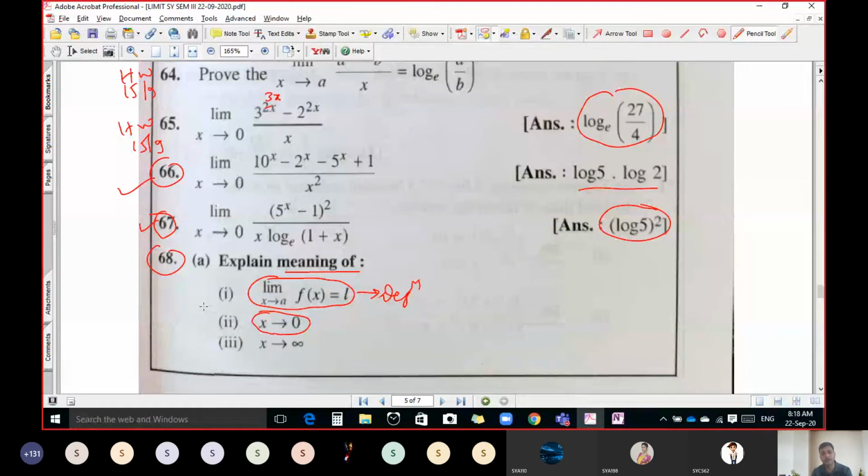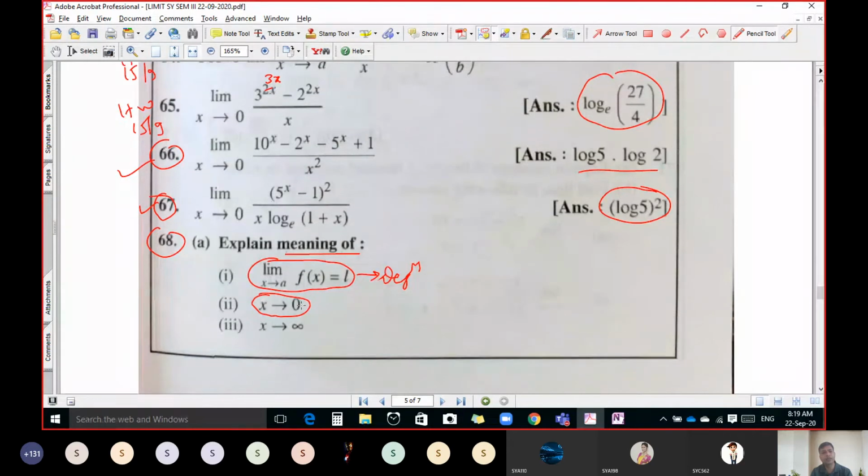Yes, you are absolutely right. In the same way, x tends to infinity means the value of x is very large. Infinite means a very large, big value. So x is a very big value but not exactly infinite.